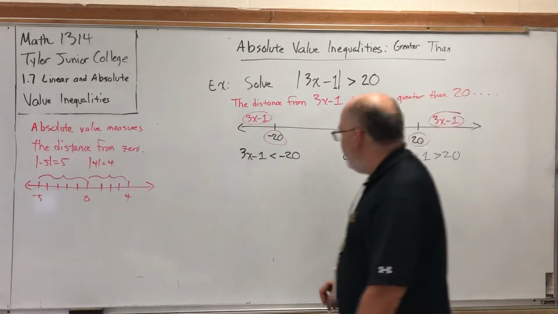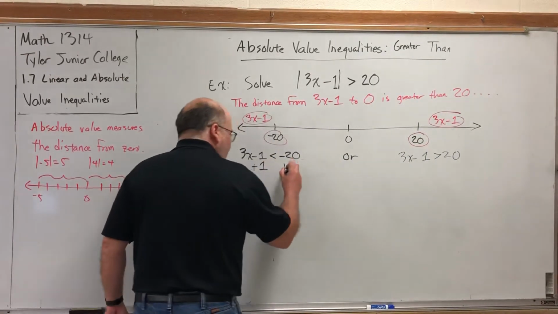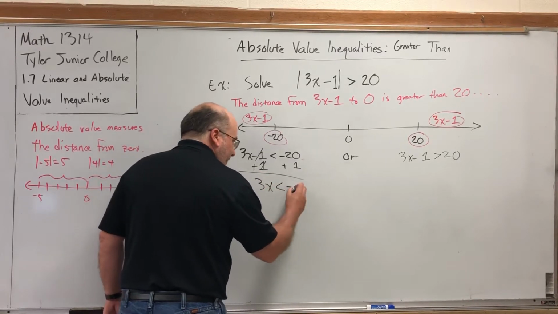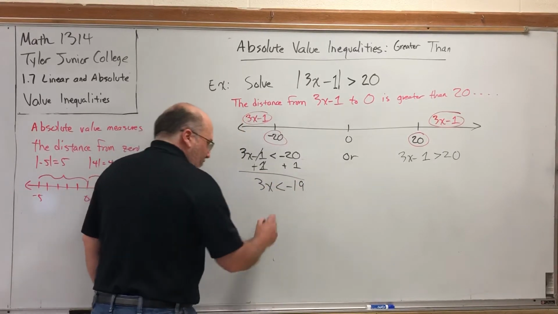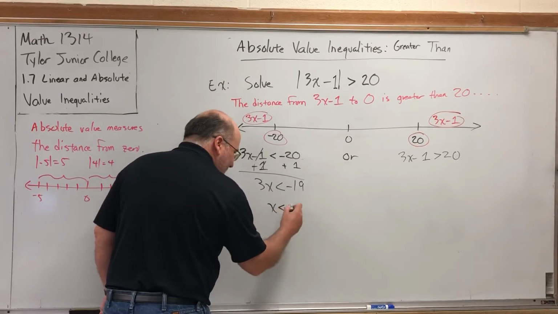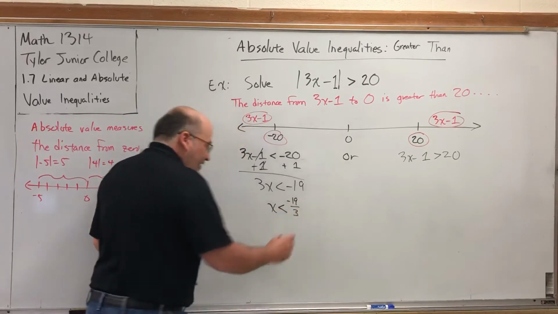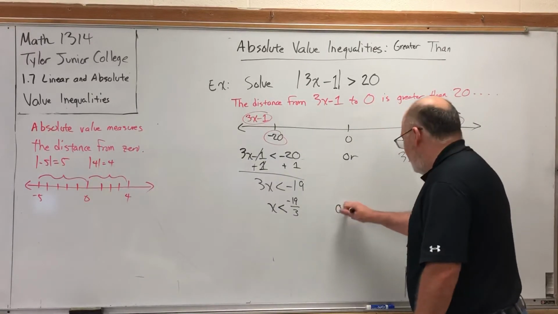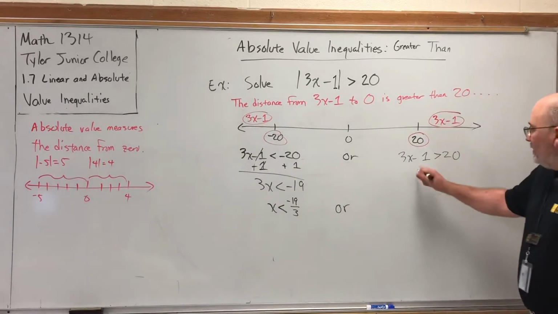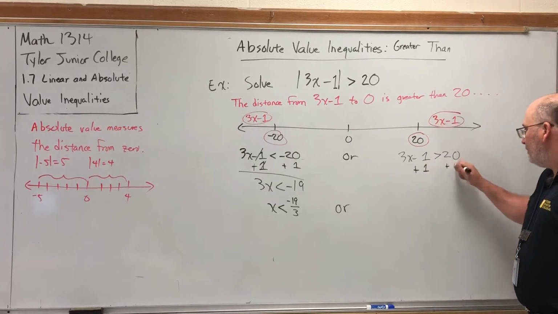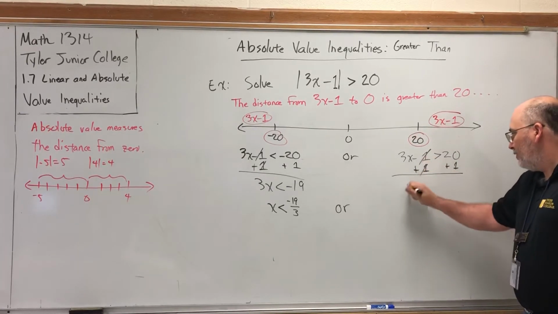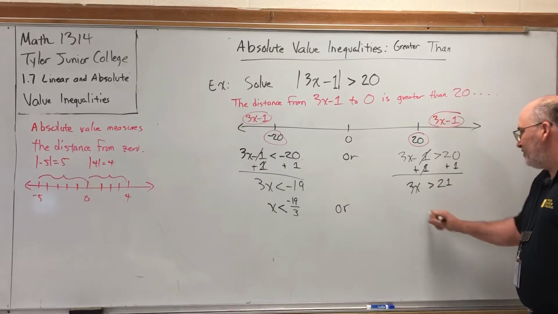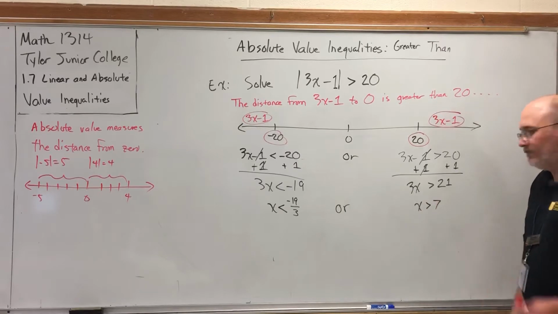So let's solve each one. Add 1 to both sides here, and we get 3x is less than negative 19. Divide both sides by 3, and we get x is less than negative 19 thirds. An inconvenient number, but it's correct. Or, this one will be a little nicer. If we add 1 to both sides, we get 3x is greater than 21, and then if we divide both sides by 3, we get x is greater than 7.